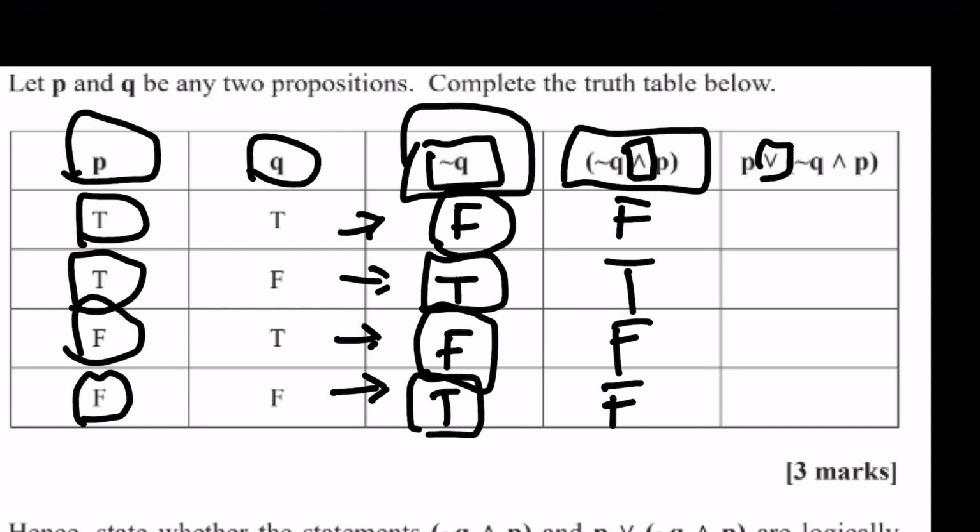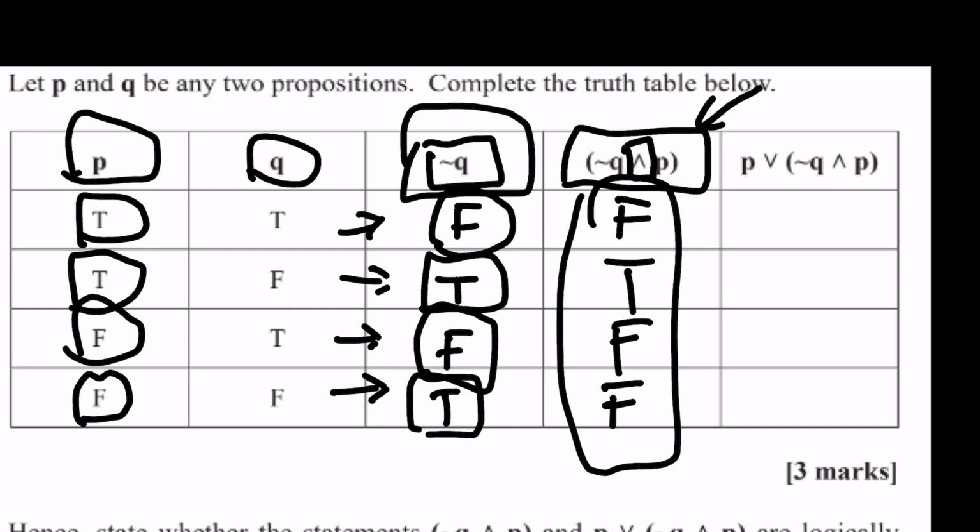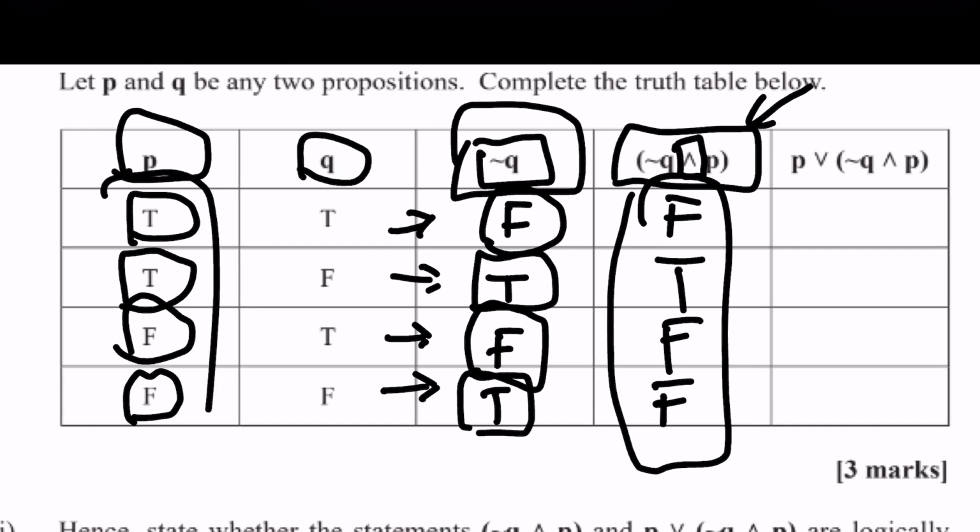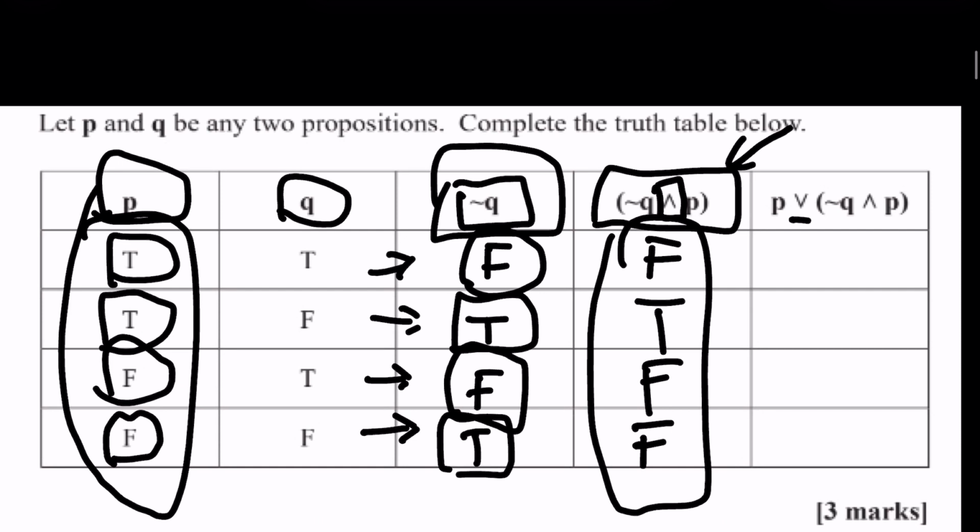So they're asking us to do P or a whole other group of propositions. You don't have to worry about doing this individually since you already found negation of Q and P. You just have to find the truth values that you use from here and the P values, and you just need to know how an OR gate works. An OR gate works as long as one is true, all are true. Okay?